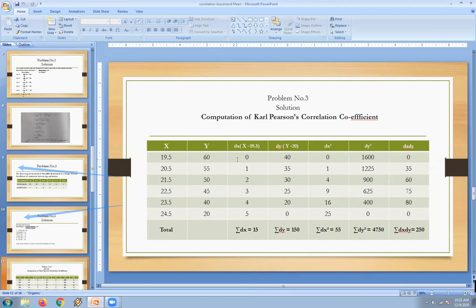Now we need to go for squaring the dx value. Square of 0 is 0. 1 into 1 is 1. 2 into 2 is 4. 3 into 3 is 9. 4 into 4 is 16. 5 into 5 is 25. In the same manner, dy square.